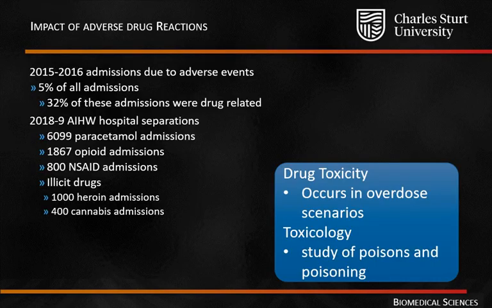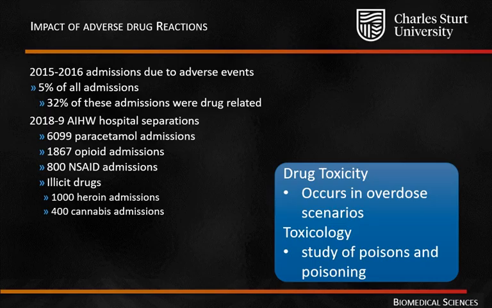When we have a look at the 2018 and 2019 data, we can break down and look at specific drug classes. So paracetamol, that classic one that everybody's taking for pain of some sort, over 6,000 people ended up in hospital because of probably an overdose of paracetamol. Some of those would have been intentional and some of those were accidental overdoses. Opioid admissions, close to 2,000 there, 800 non-steroidal anti-inflammatory drug admissions.